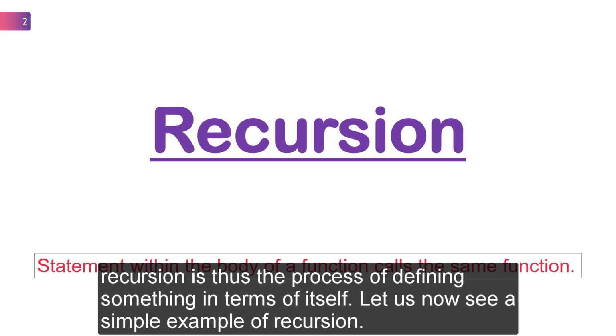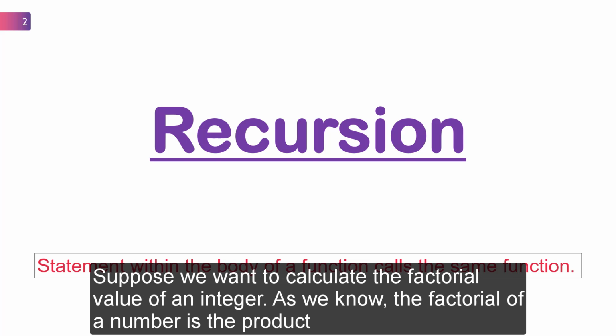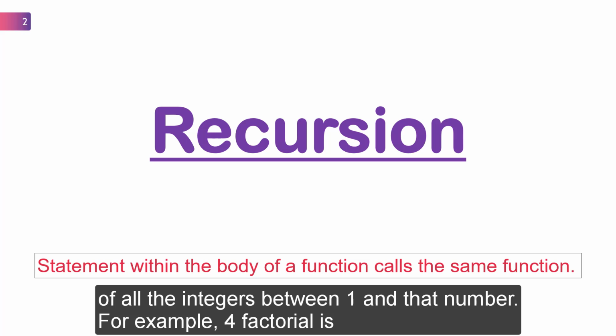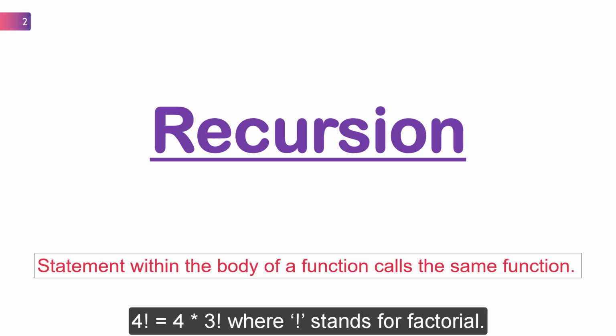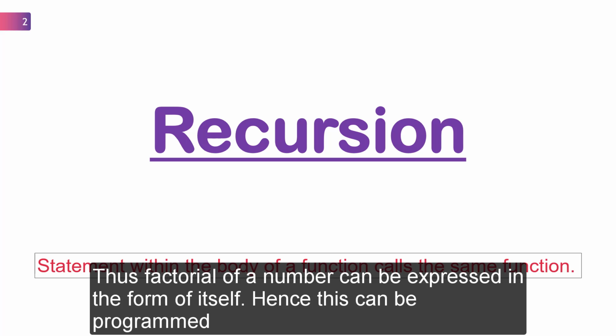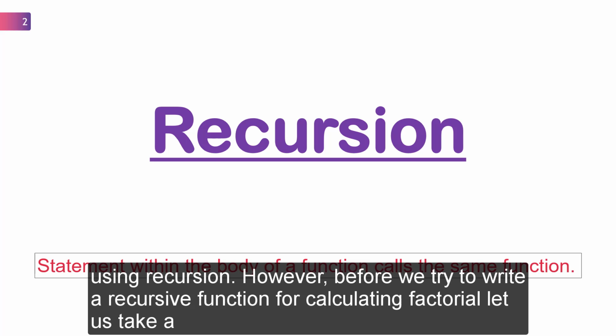Let us now see a simple example of recursion. Suppose we want to calculate the factorial value of an integer. As we know, the factorial of a number is the product of all the integers between 1 and that number. For example, 4 factorial is 4 into 3 into 2 into 1. This can also be expressed as 4!, which is equal to 4 into 3!, where ! stands for factorial. Thus, factorial of a number can be expressed in the form of itself. Hence, this can be programmed using recursion.